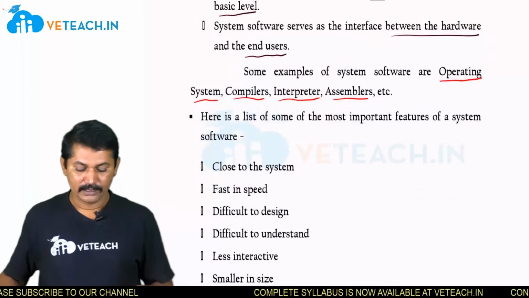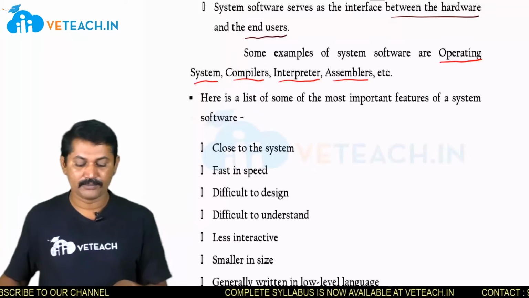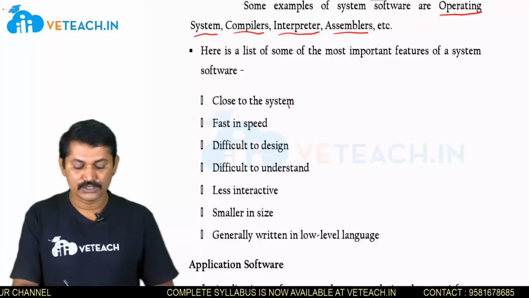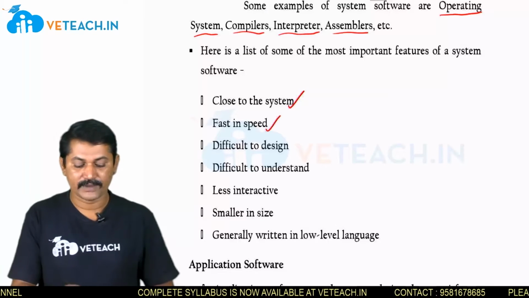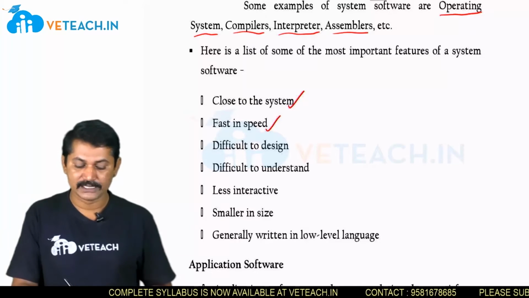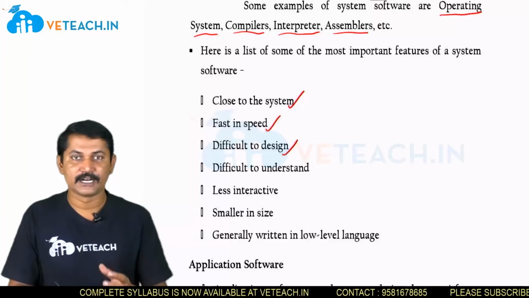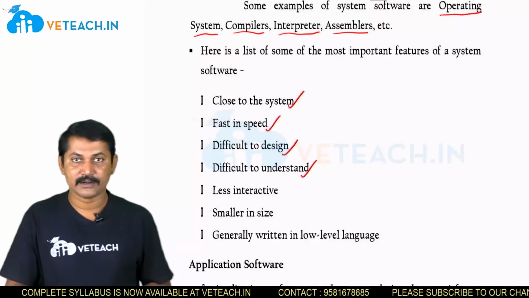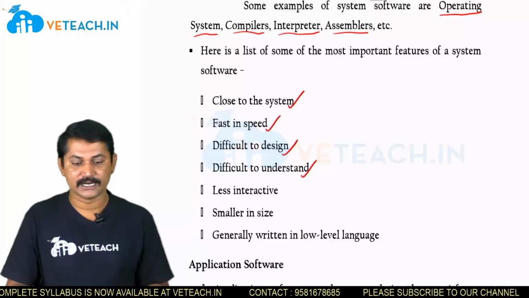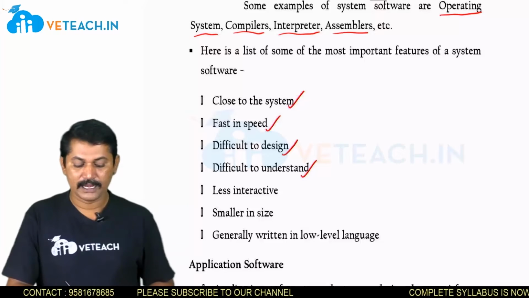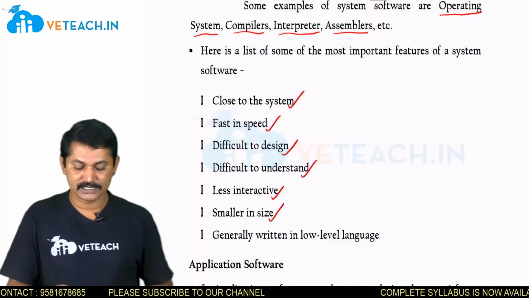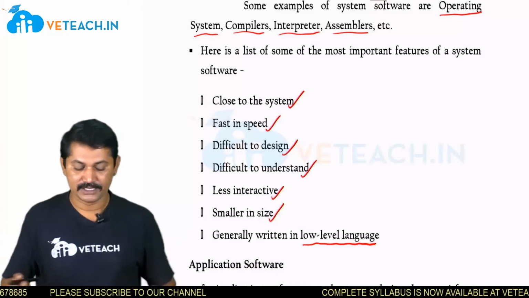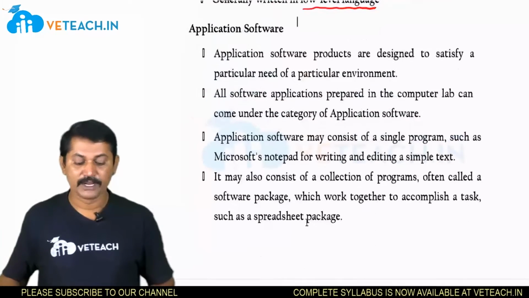And here we have a list of important features of system software. They are like this: close to the system, fast in speed, difficult to design. That's why general users cannot design the system software, and it is difficult to understand. A general user cannot understand this one, only the manufacturers. It is less interactive, small in size, generally written in low level language. And next one is application software.